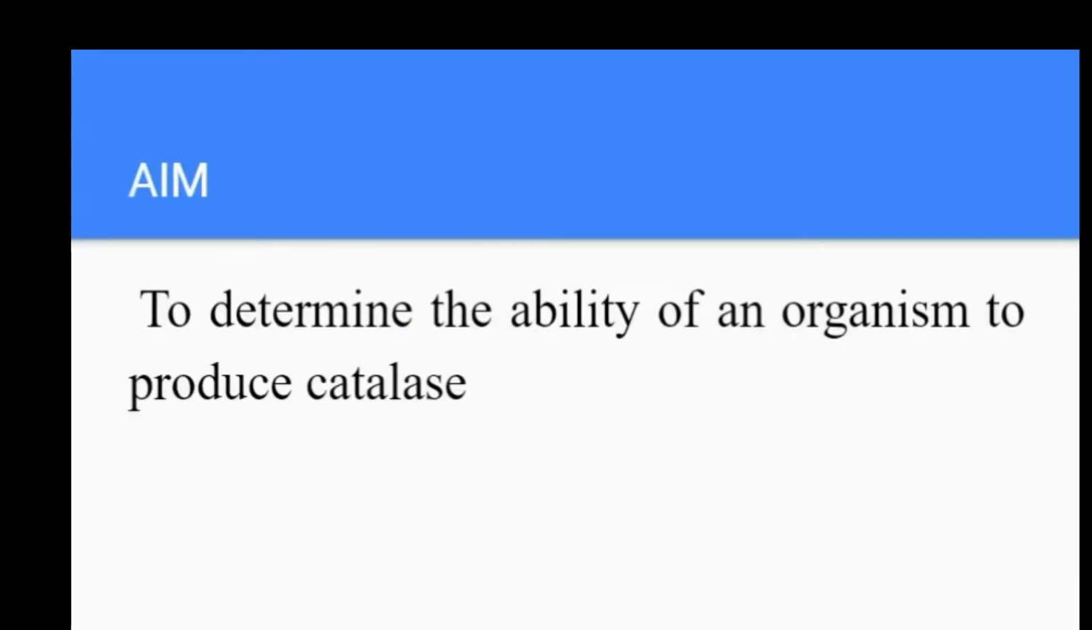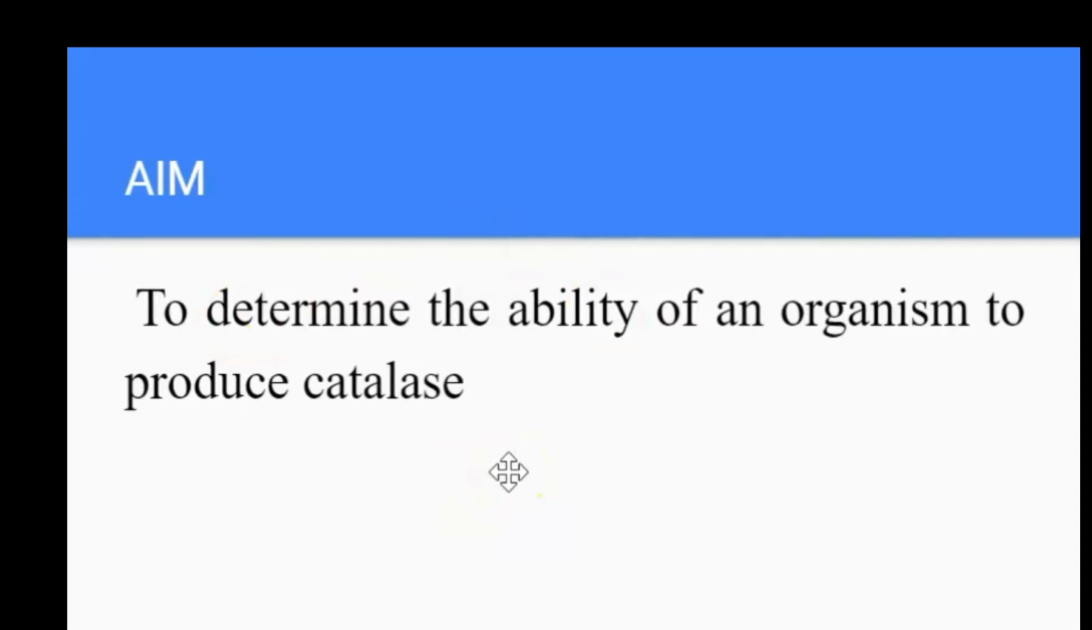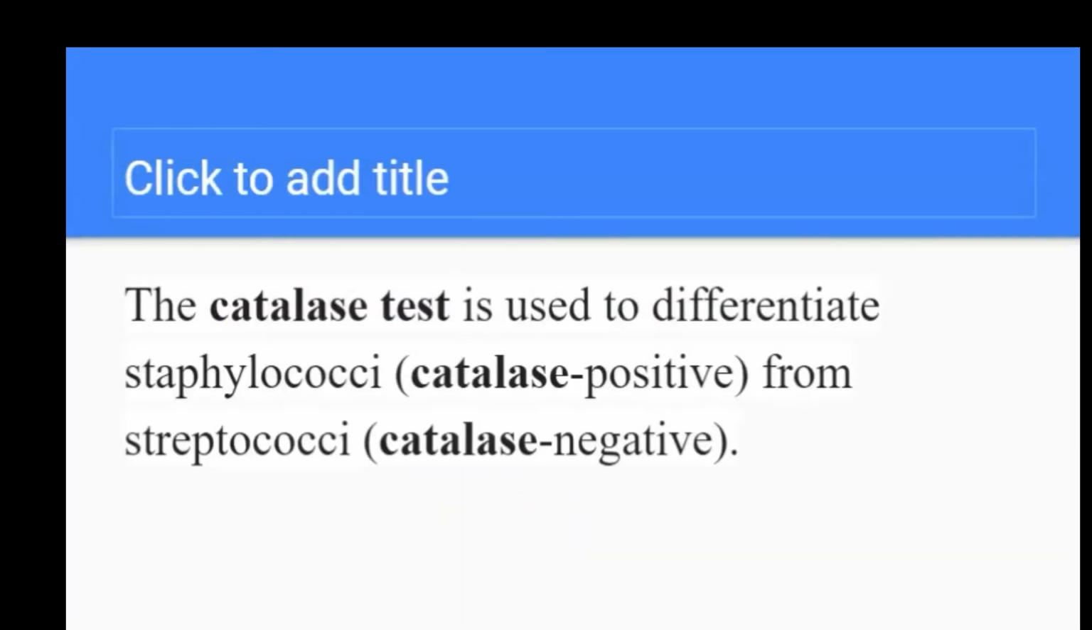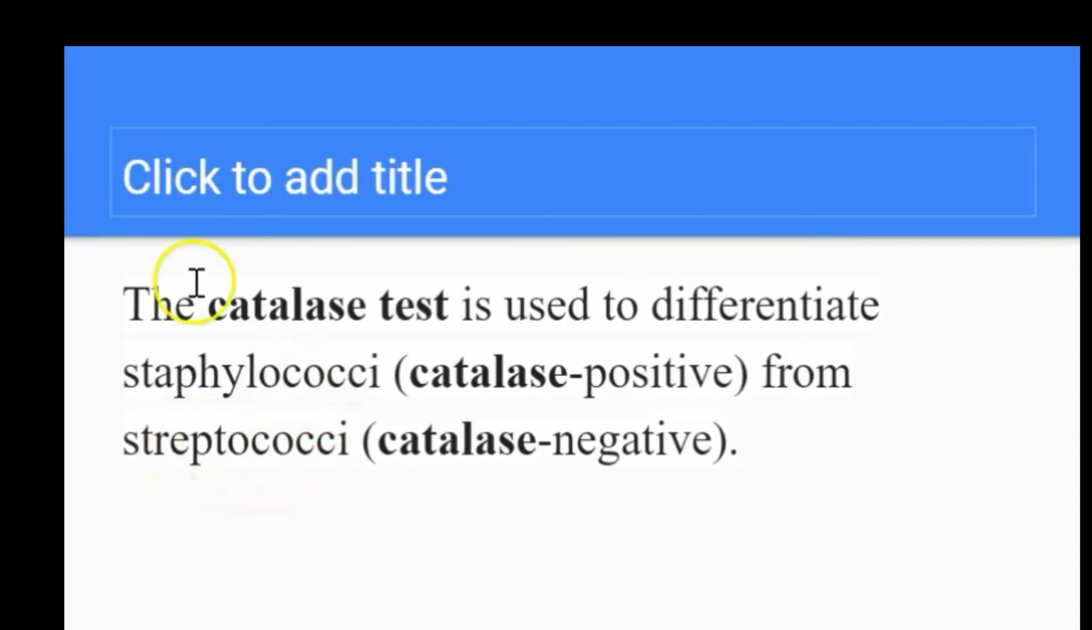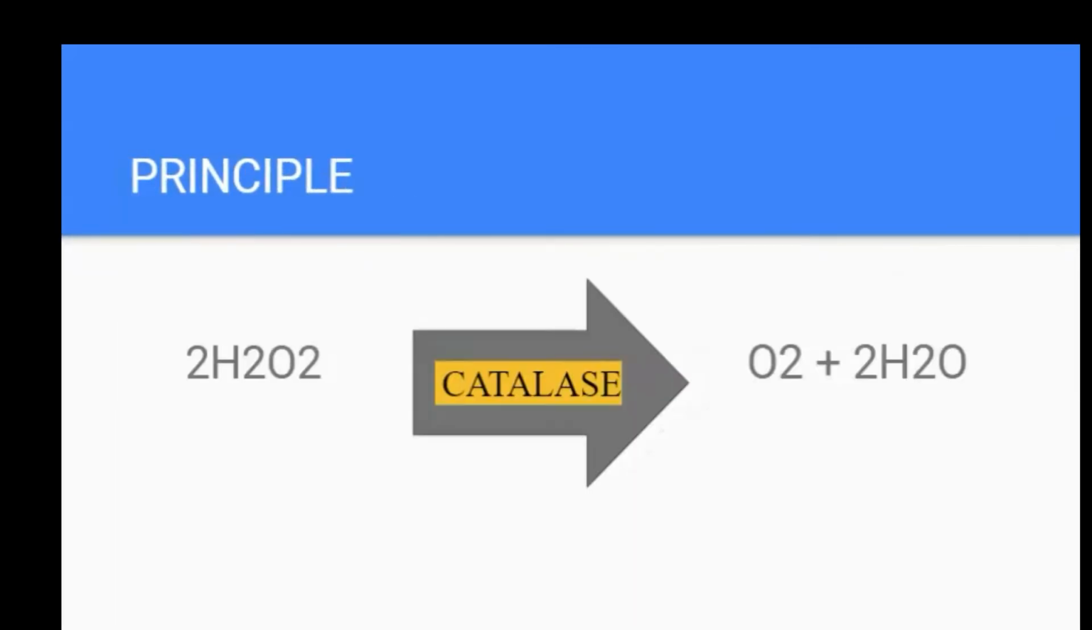The aim of catalase test is to determine the ability of an organism to produce catalase. Catalase is an enzyme that is present in some bacteria, especially in aerobic and facultative anaerobic bacteria. The catalase test is used to differentiate staphylococci from streptococci. Both these bacteria are gram-positive and cocci in shape, so we differentiate these bacteria by using catalase test.